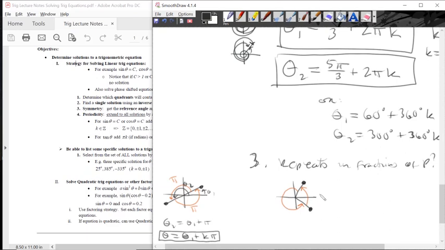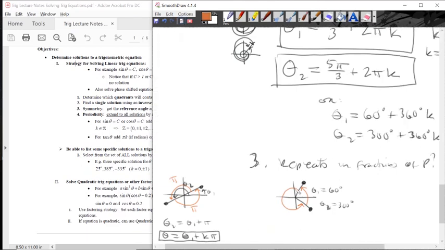So in this case, for instance, what did we have? We had theta 1, let's go to degrees. Theta 1 was 60 degrees, right? But theta 2 was 300 degrees, right? So in degrees then, what was the measure of this rotation right here?